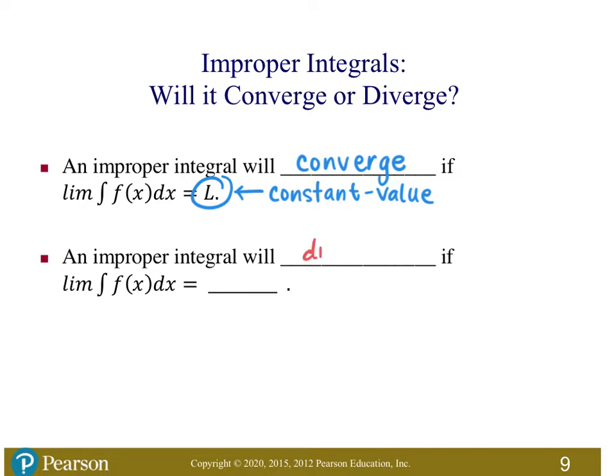But we will say the improper integral will diverge if the limit does not approach a constant. If the limit is still undefined as plus or minus infinity, then that's a divergent improper integral. So we're going to try and prove one way or the other. Is it convergent or divergent? Remember, convergent means it is approaching but not necessarily reaching that value. Divergent means it doesn't approach any value at all.